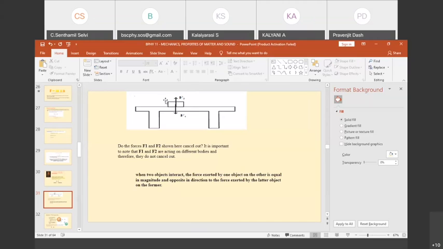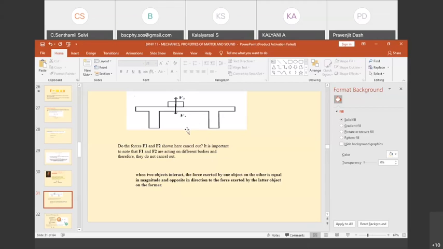So the force F1 and F2 here, do they cancel out? What is the answer? F1 and F2 are acting on different bodies. This is the book. This is not the same body. This is the book and this is the desk. We are keeping the book on the desk. So we can say the forces F1 and F2 do not cancel.